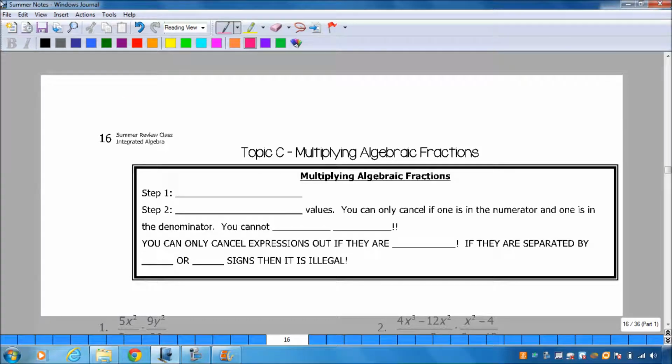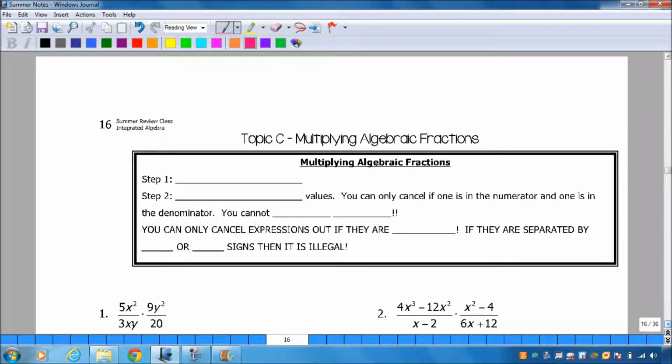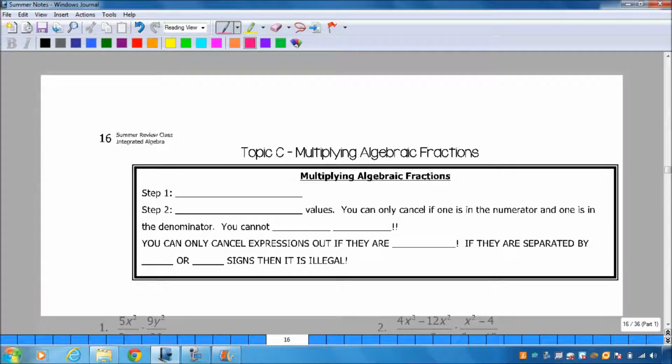All right, ladies and gentlemen, now off to topic C, which is multiplying algebraic fractions. In order to multiply algebraic fractions, the first step is still the same as when you simplify fractions. So hopefully you know what that step is, and that is to factor if possible, okay? And then once you factor, you can go ahead and cancel values.